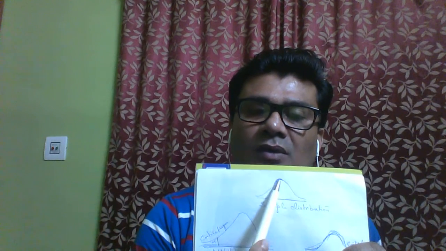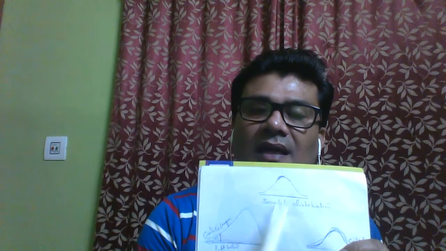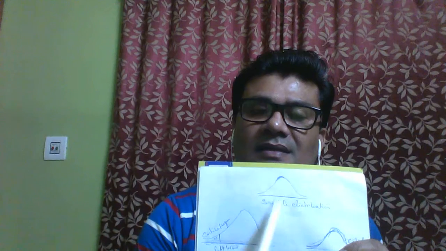Now, suppose let me show you a figure. Suppose this is a normal curve. You know that in the normal curve, the mean, median and mode fall exactly at the center, and this line is the z line, and it is distributed into different standard deviations, right?